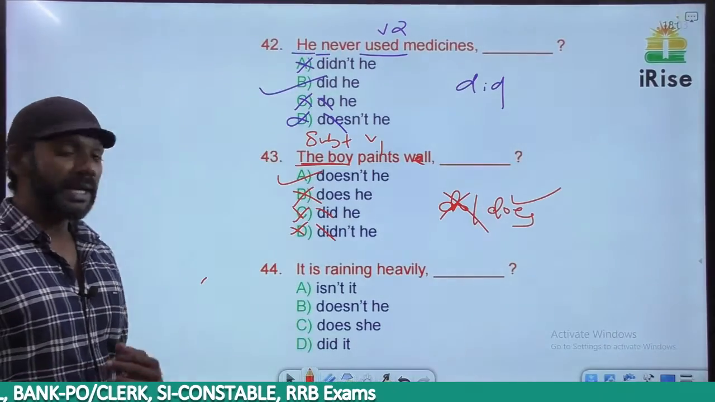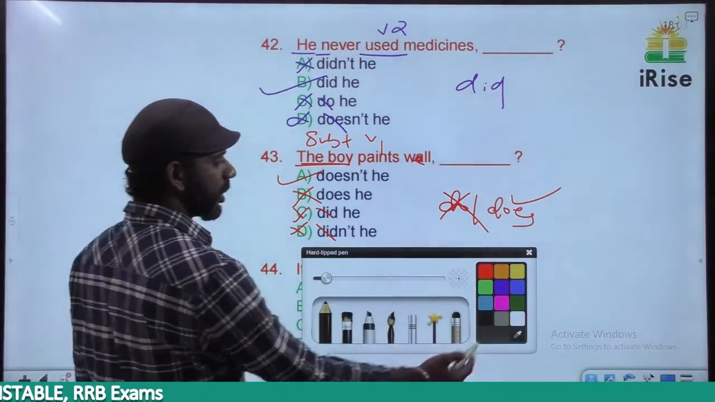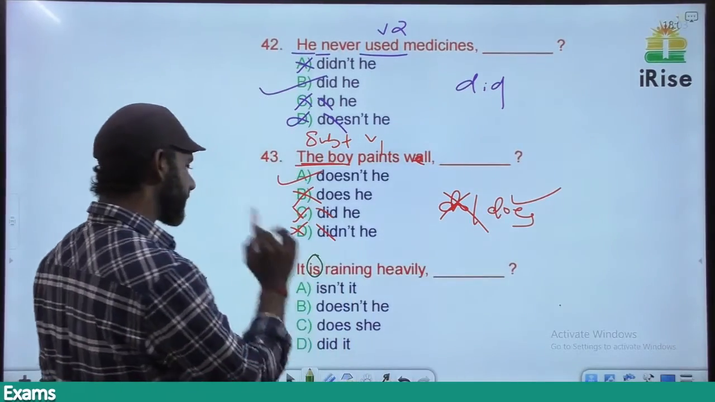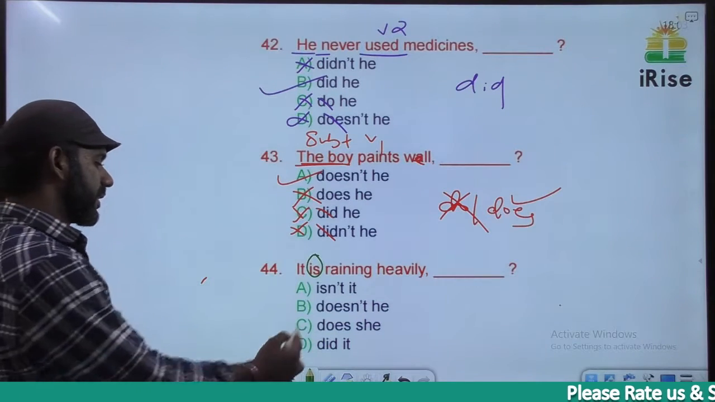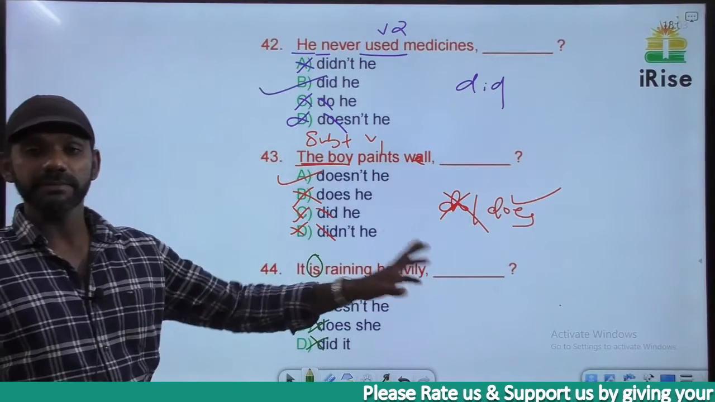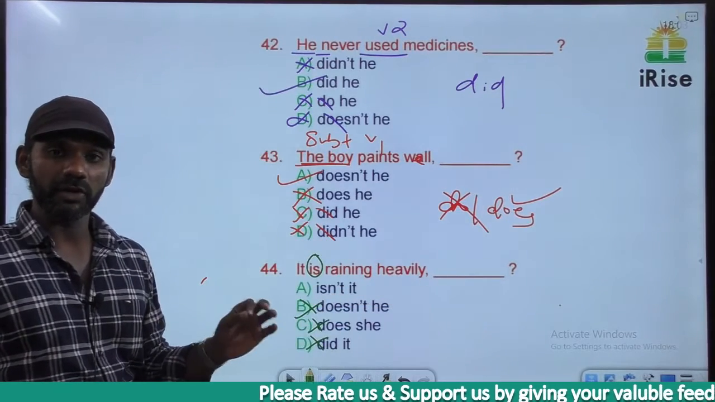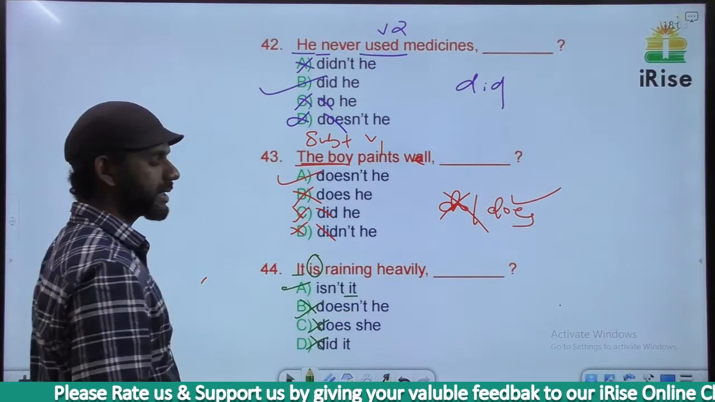It is raining heavily. The auxiliary verb in this sentence is. So in the tag we have to have is itself. B, C and D are gone. No negative term. Tag must be negative. Is not. Short form is isn't. The subject is it. So it must be isn't it.